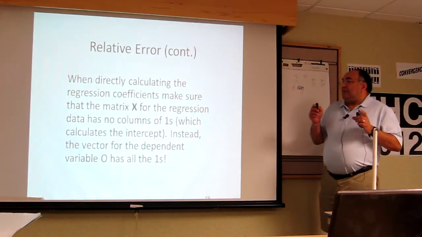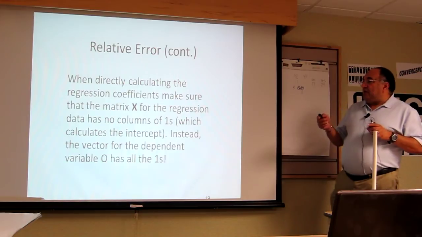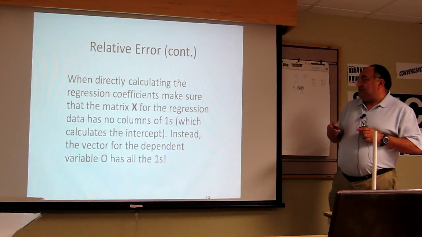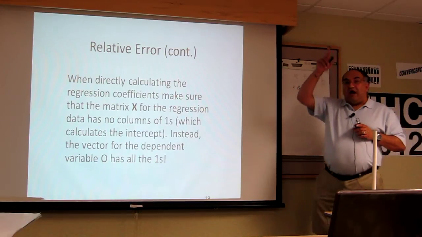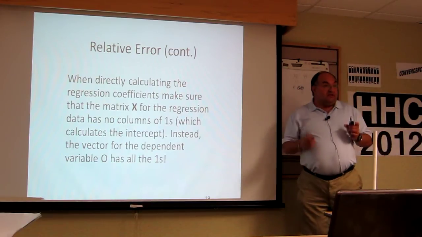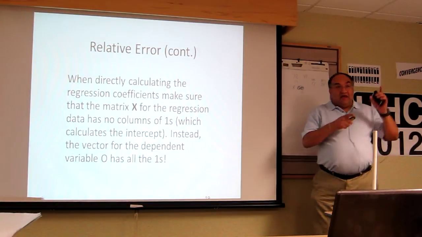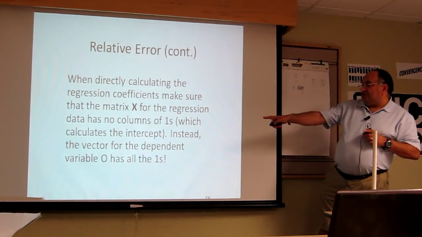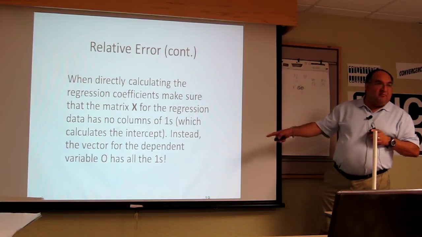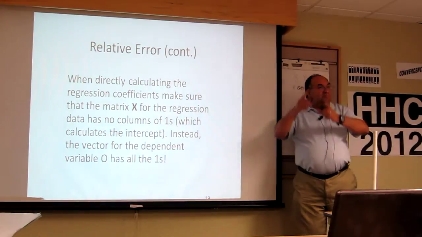Now, if you're doing direct calculation using the matrices, make sure that matrix X has no columns of 1s because you don't want the intercept. Instead, these ones will migrate over to the new pseudo dependent variable O. That will be, all the 1s will be there.